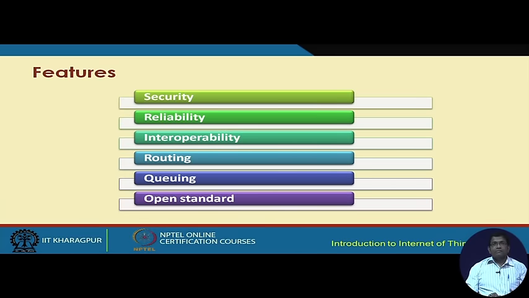A few other features from a different perspective. AMQP supports security, reliability, interoperability. I think security and reliability are understood, I do not need to elaborate on them further, but in terms of interoperability, we are basically referring to interoperability of not only devices, but also protocols, algorithms, messages and so on. So, this is the next feature, and then routing of messages, queuing of messages, and that it follows an open standard which is based on ISO.